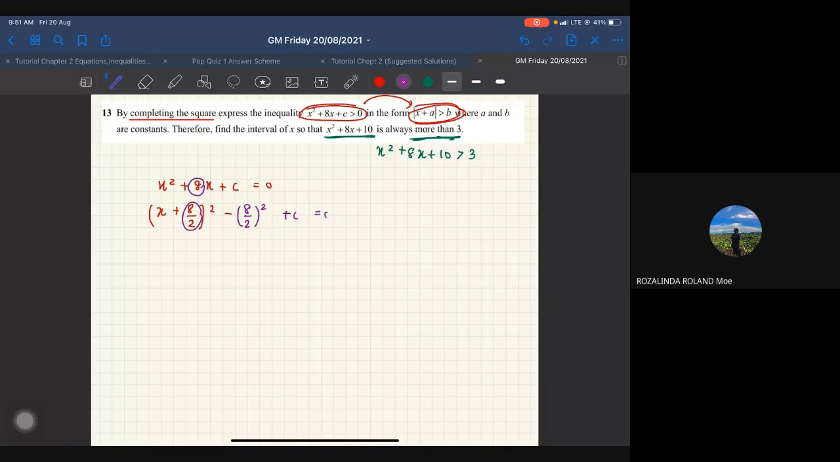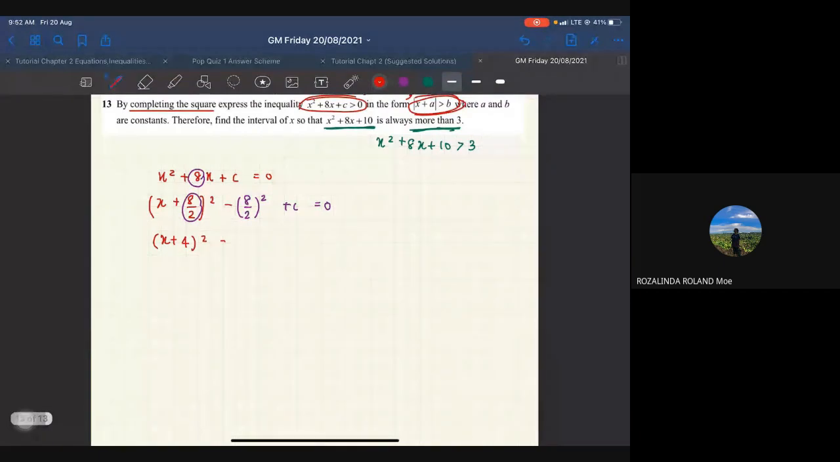So sekarang kita akan simplifykan dia. Okay, so dalam bracket tu sekarang we have 8 divided by 2. So we will have 4 lah. So x plus 4 square minus 8 divided by 2 is 4. 4 square is 16. And then plus c equal to 0. Okay, so kalau awak tengok balik dekat definition, this one, x plus a kan, modulus of x plus a. So modulus of x plus a maksudnya, saya pindahkan dia ke bawah.